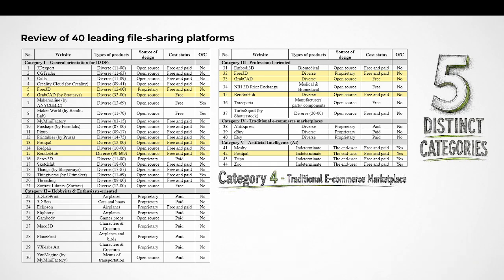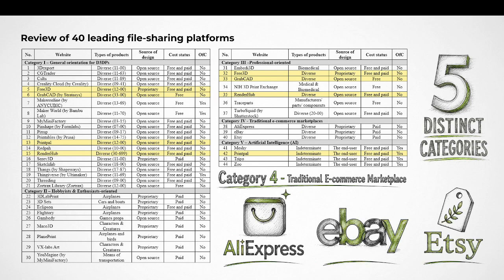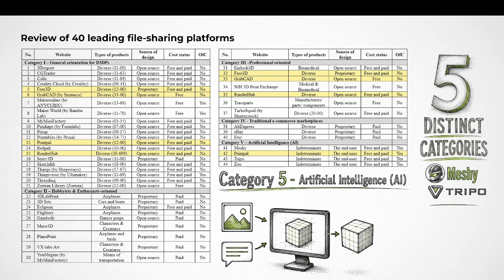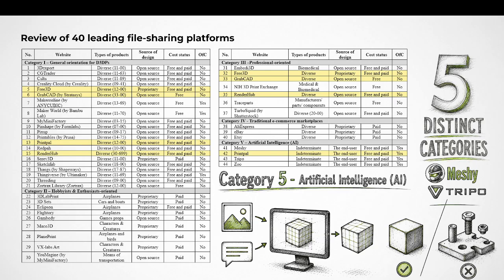Fourth, traditional e-commerce marketplaces like AliExpress, eBay, and Etsy have integrated downloadable 3D printing files directly into their commercial catalogs. And fifth, artificial intelligence-based services such as Meshi or Tripo, which generate 3D models from 2D images or textual prompts. While innovative, they are currently limited to single-part objects rather than functional assemblies.